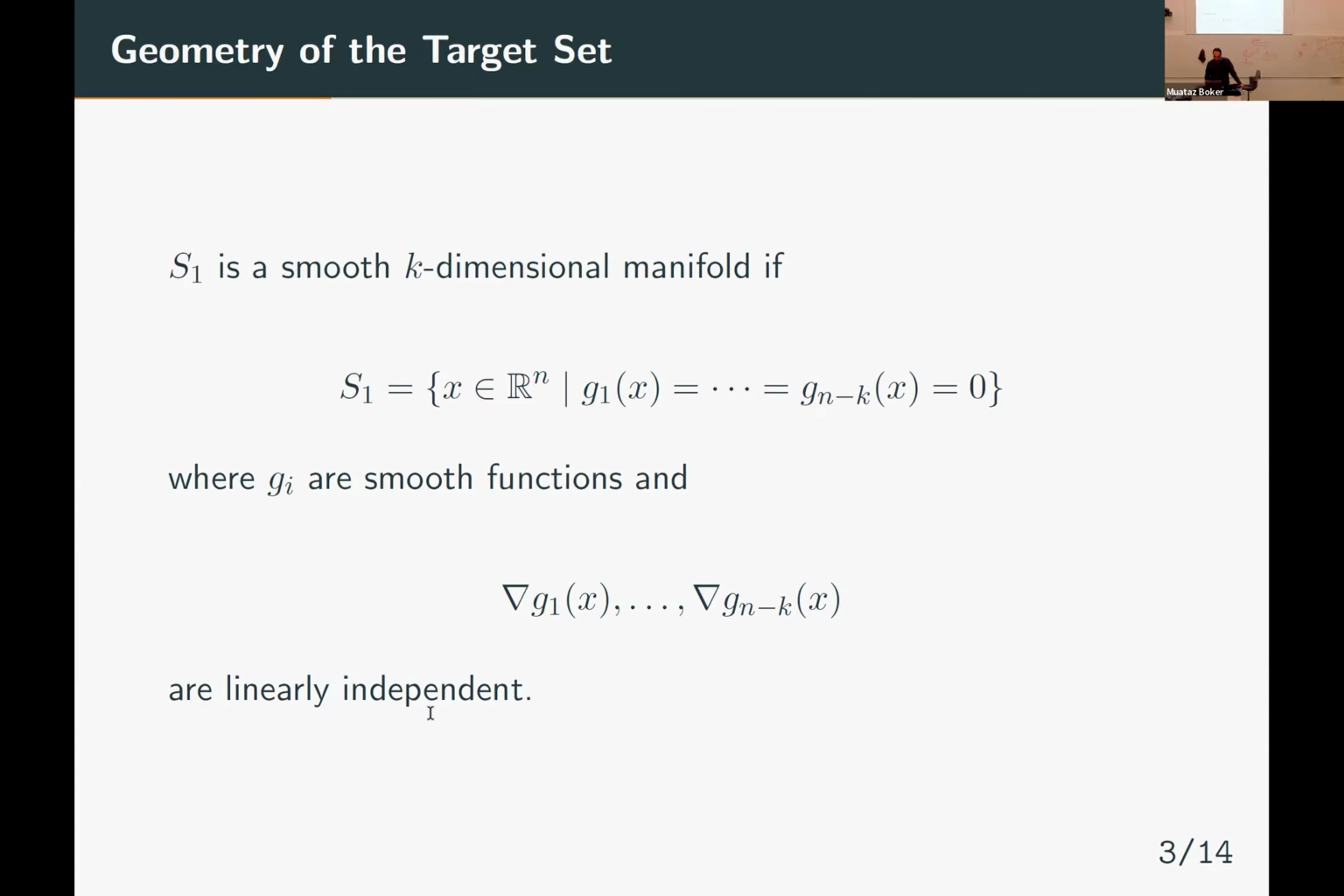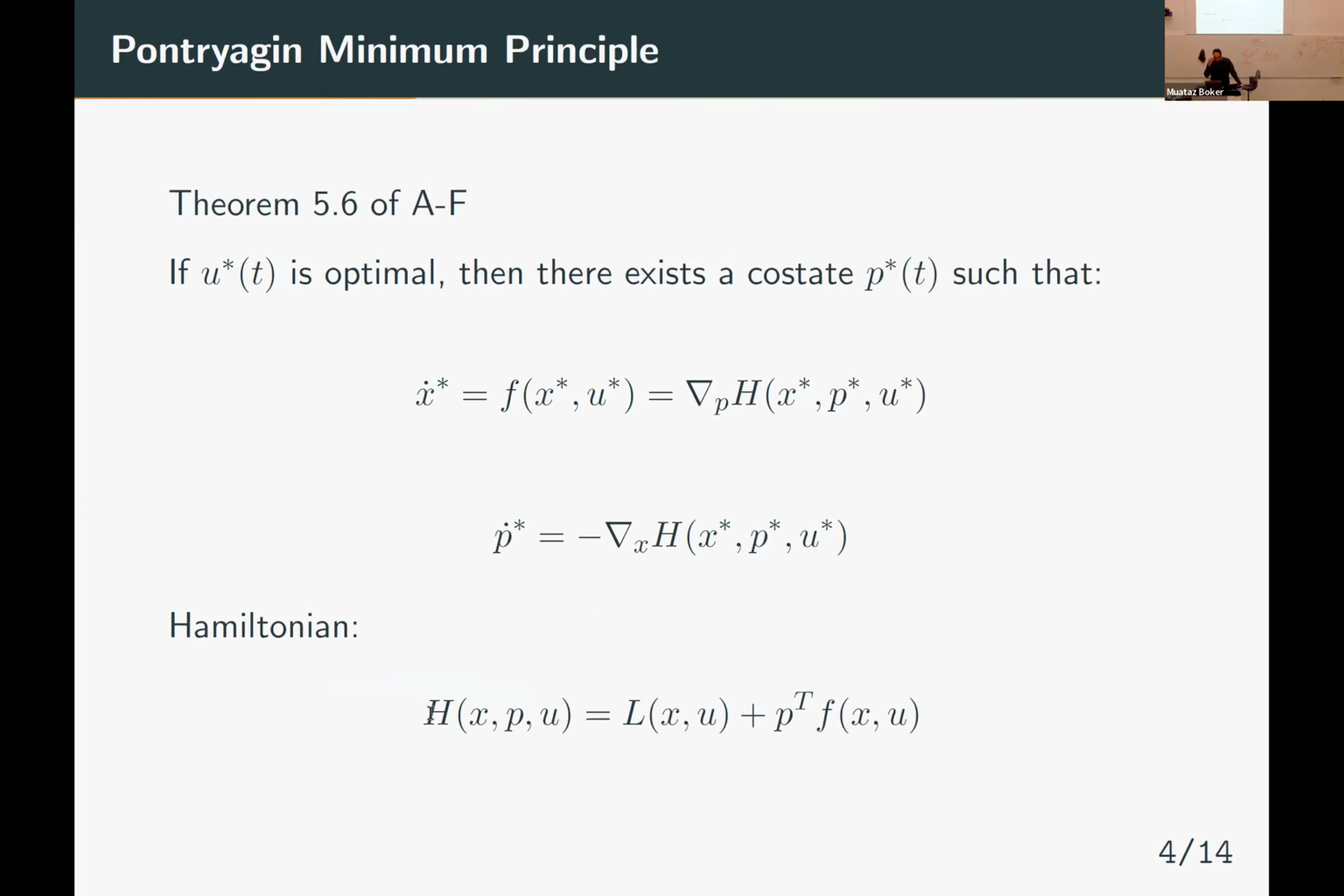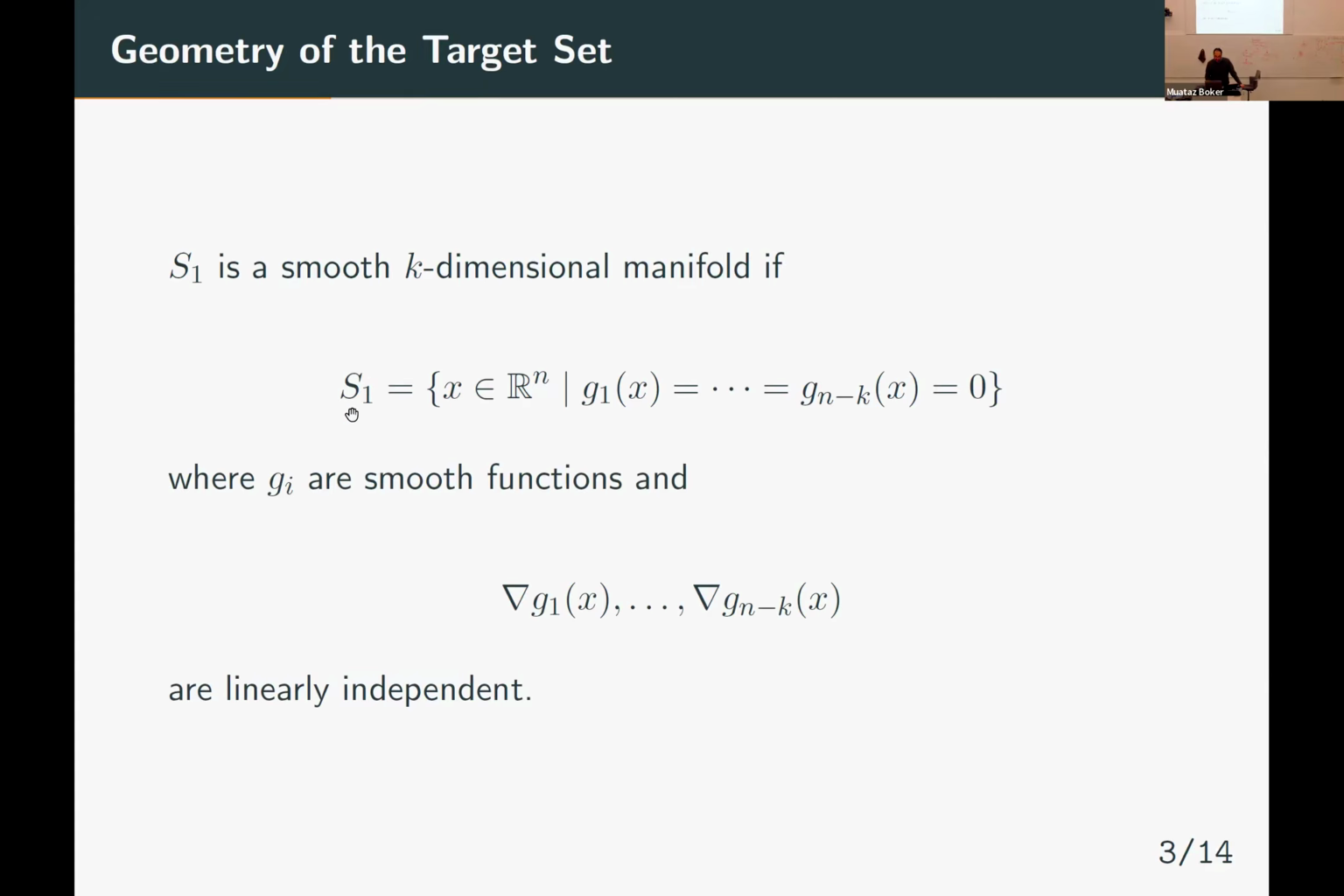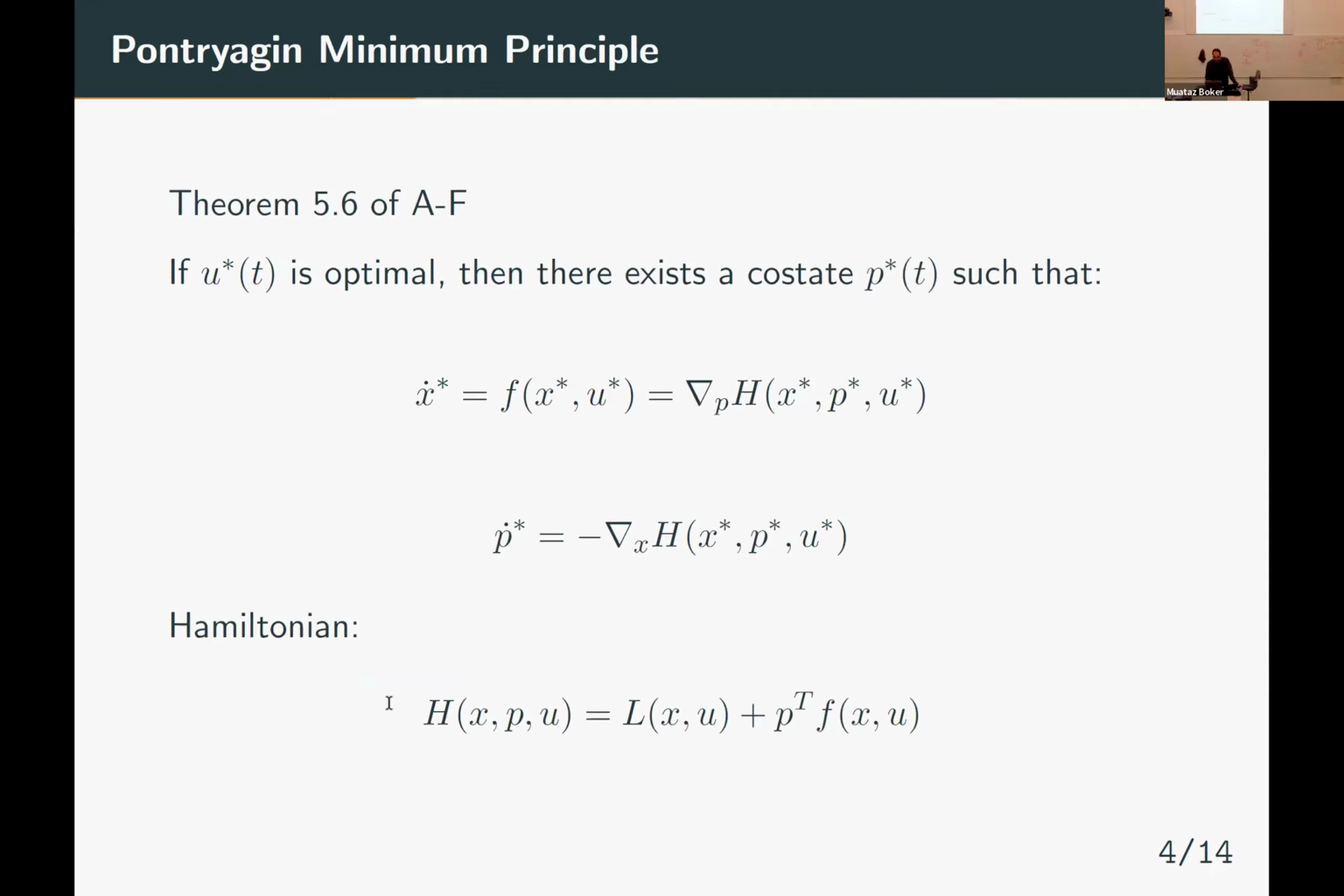Okay, you'll see why. So here we are just considering a smooth manifold that is continuously differentiable with respect to x, and the g_i here, the functions here, have gradients that are linearly independent.